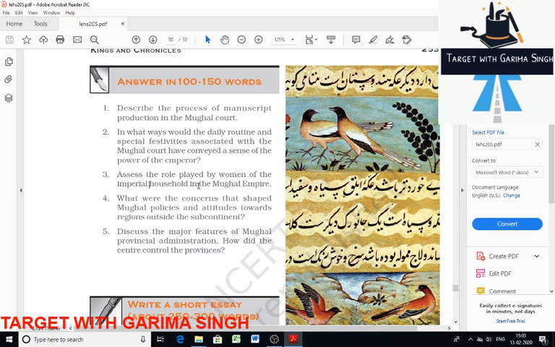Next is the role played by women of the imperial household in the Mughal Empire. The term harem is used to describe the domestic world of the Mughals. This word is taken from the Persian word haram, which means a sacred place. The Mughal household consisted of the emperor's wives and concubines, his near and distant relatives like mother, step and foster mother, sister, daughter, daughter-in-law, aunt, etc., and female servants and slaves.